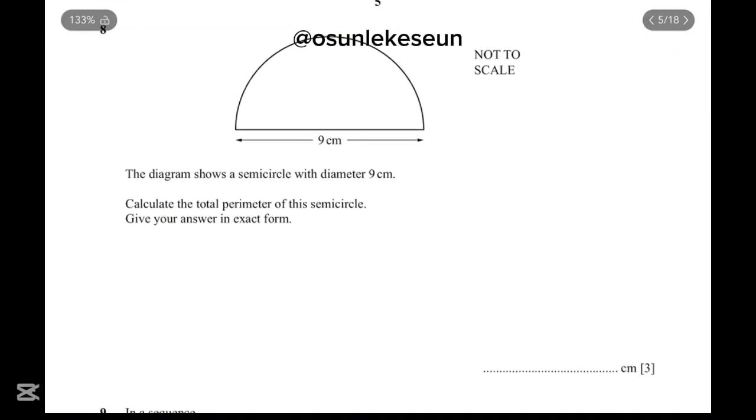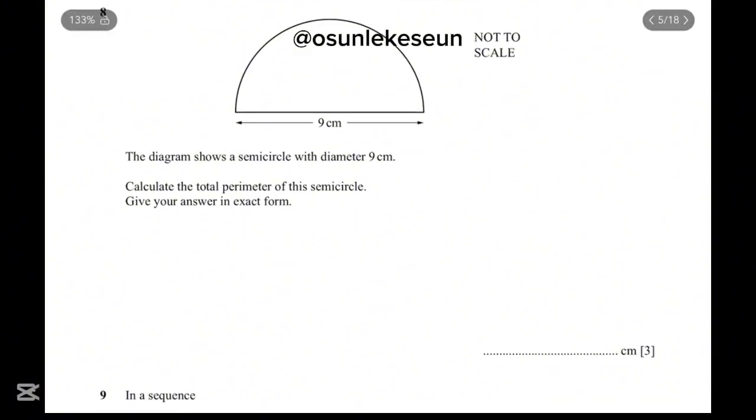So this is a semicircle. The diagram shows a semicircle with a diameter of 9 centimeters. Calculate the total perimeter of this semicircle. We can get the curved part of this semicircle, I'm talking about this, from the formula for the circumference of a circle, which is 2 pi r. If we divide it by 2, which is pi r, we can get the circumference of this semicircle here. Then we add it to the diameter.